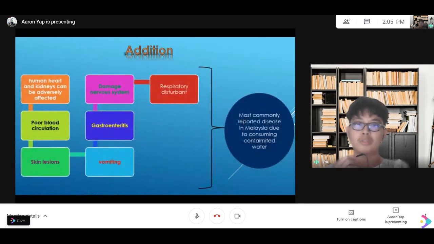In addition, the most commonly reported diseases of water pollution are problems of the human heart and kidneys, poor blood circulation, skin lesions, damaged nervous systems, gastroenteritis, vomiting, and respiratory disturbance.